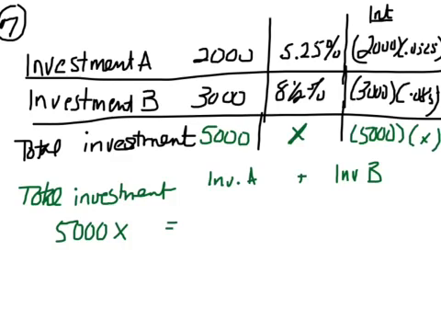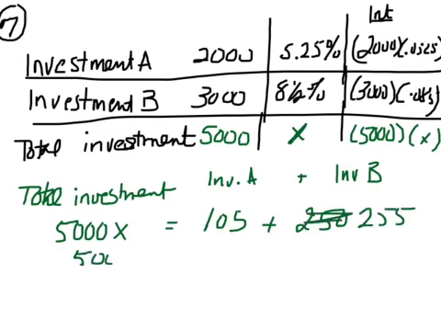Did anybody get that? 105. Yes, okay. All right, and from investment B, we know he got 3,000 times 0.085. I could put that in there, but if we go ahead and multiply it out, that's 255. So 5,000X is equal to 105 plus 255. That'd be 360.